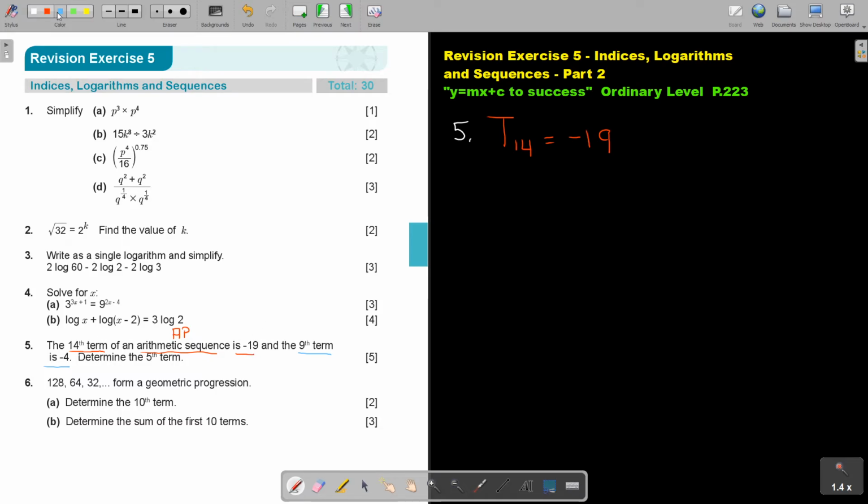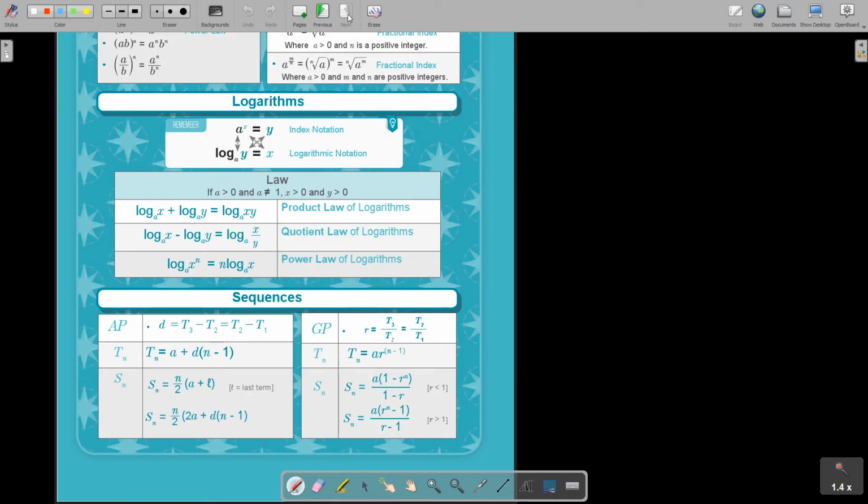And blue. And the 9th term is negative 4. Okay, don't forget, I'm at the AP. What is the formula? Check. I want to show you. There. Do you see that formula? Okay, that's the formula I'm going to use.